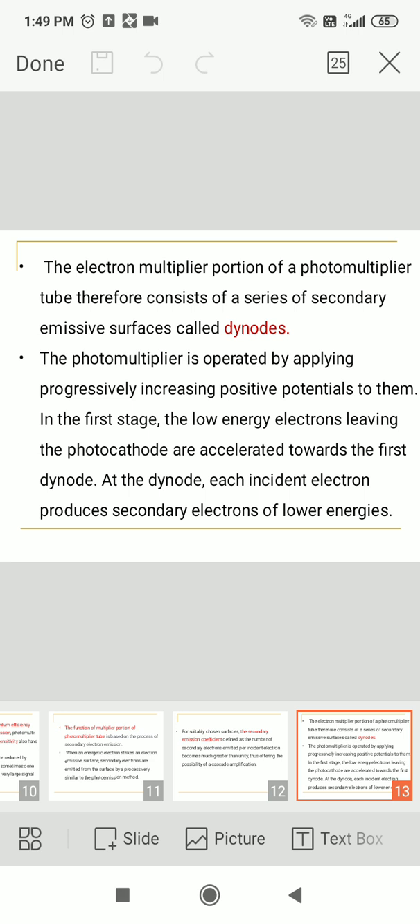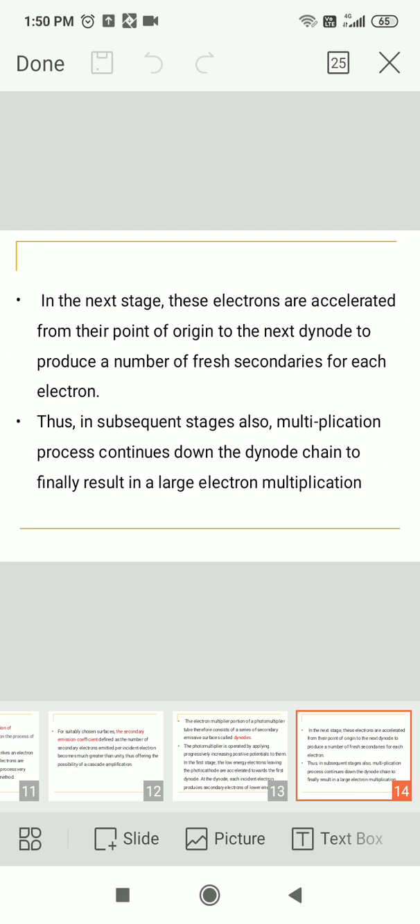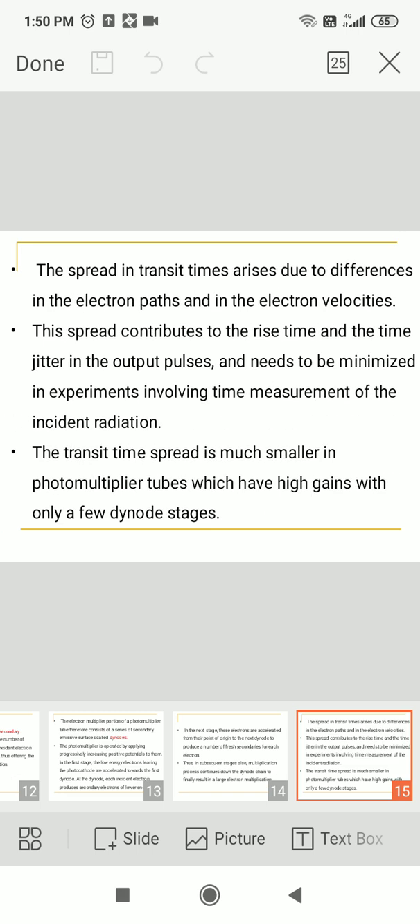At the dynode, each incident electron produces secondary electrons of lower energy. In the next stage, the electrons are accelerated from their point of origin to the next dynode to produce a number of fresh secondaries for each electron. Thus, in subsequent stages also, the multiplication process continues down the dynode chain, finally resulting in a large electron multiplication.